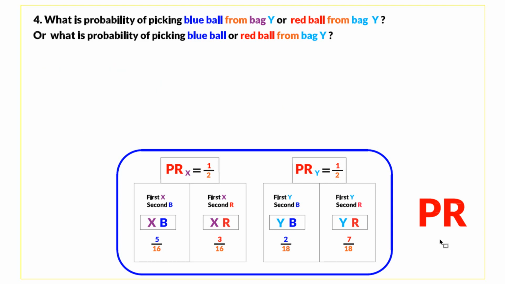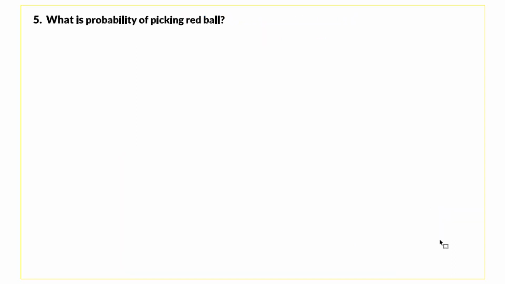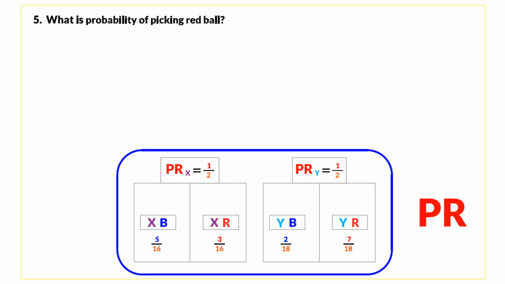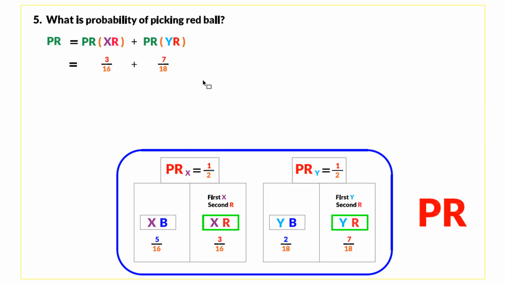Now let's go to the second question. What is the probability of picking red ball? So back to the sample space, we may pick either red ball from bag X or red ball from bag Y. So the probability of this event is the sum of these individual probabilities. So we add them together and we get 83 over 144. And this is equal to 0.57.